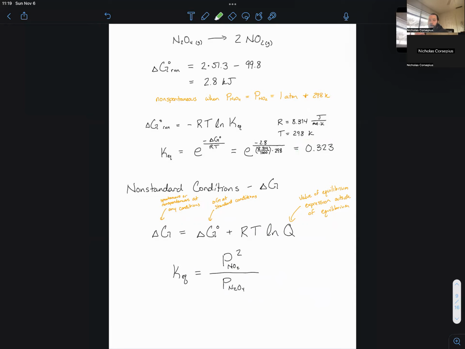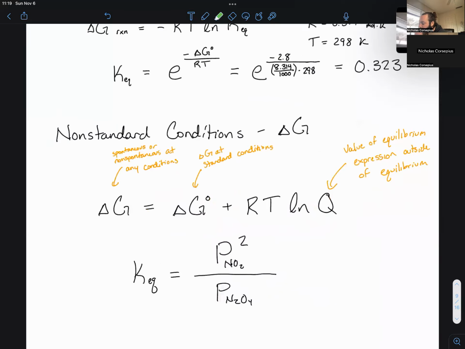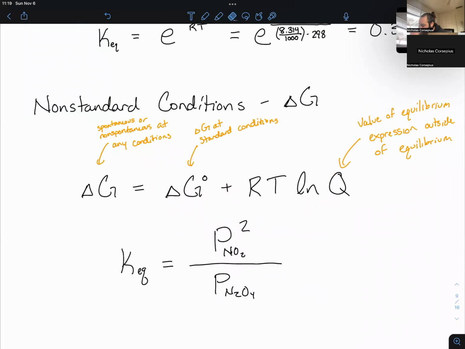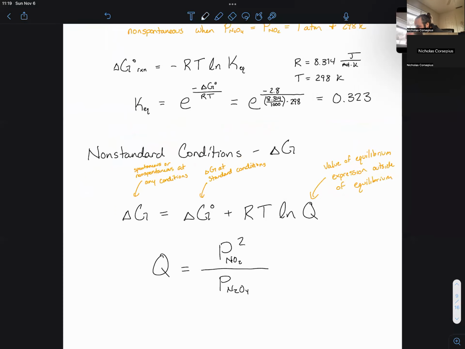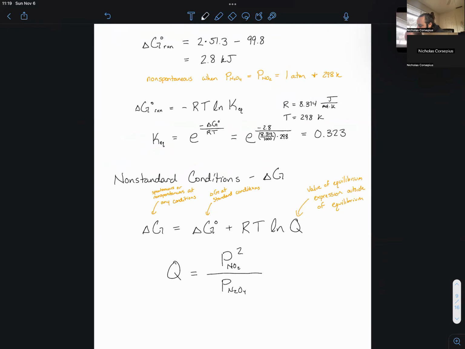That would be if I took this expression and punched in the pressures of those gases when the reaction had reached equilibrium. If I'm going to punch in pressures of anything other than equilibrium, we're not going to call it K anymore. We call it Q. So Q is if I take this exact same expression, but I punch in these values that I would get outside of equilibrium.